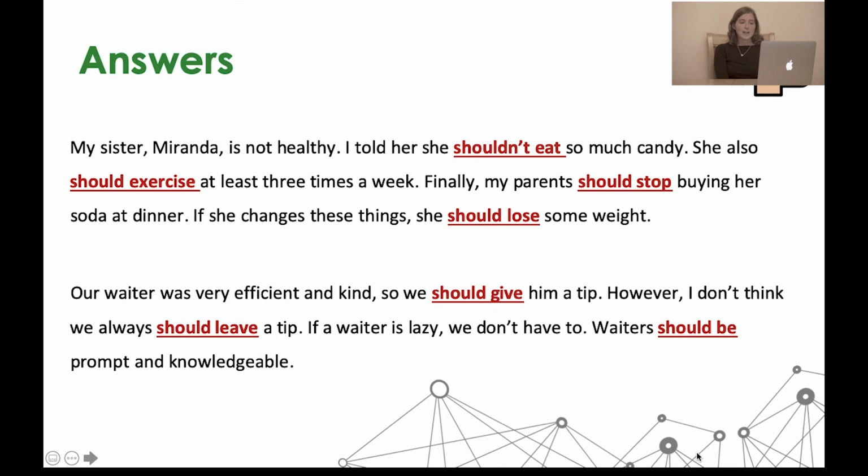Our waiter was very efficient and kind, so we should give him a tip. However, I don't think we should always leave a tip. If a waiter is lazy, we don't have to. Waiters should be prompt and knowledgeable.